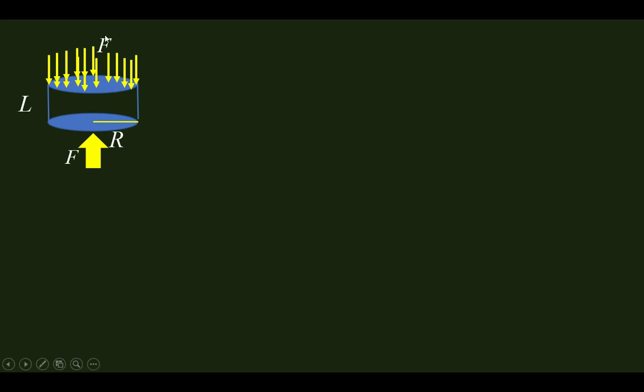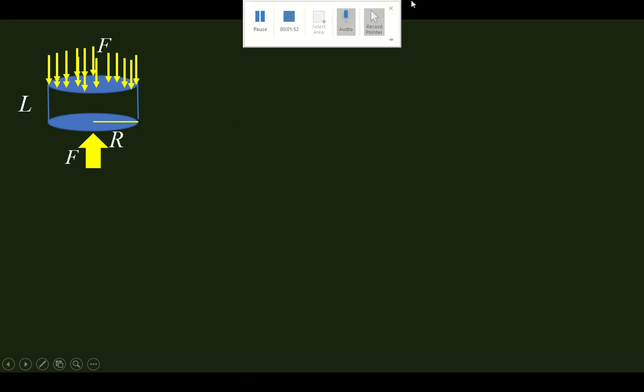So this cylinder is compressed from both sides, so its length L will decrease, but it will increase the radius of the cylinder, and let's see how. We have to find the change in volume of the cylinder.